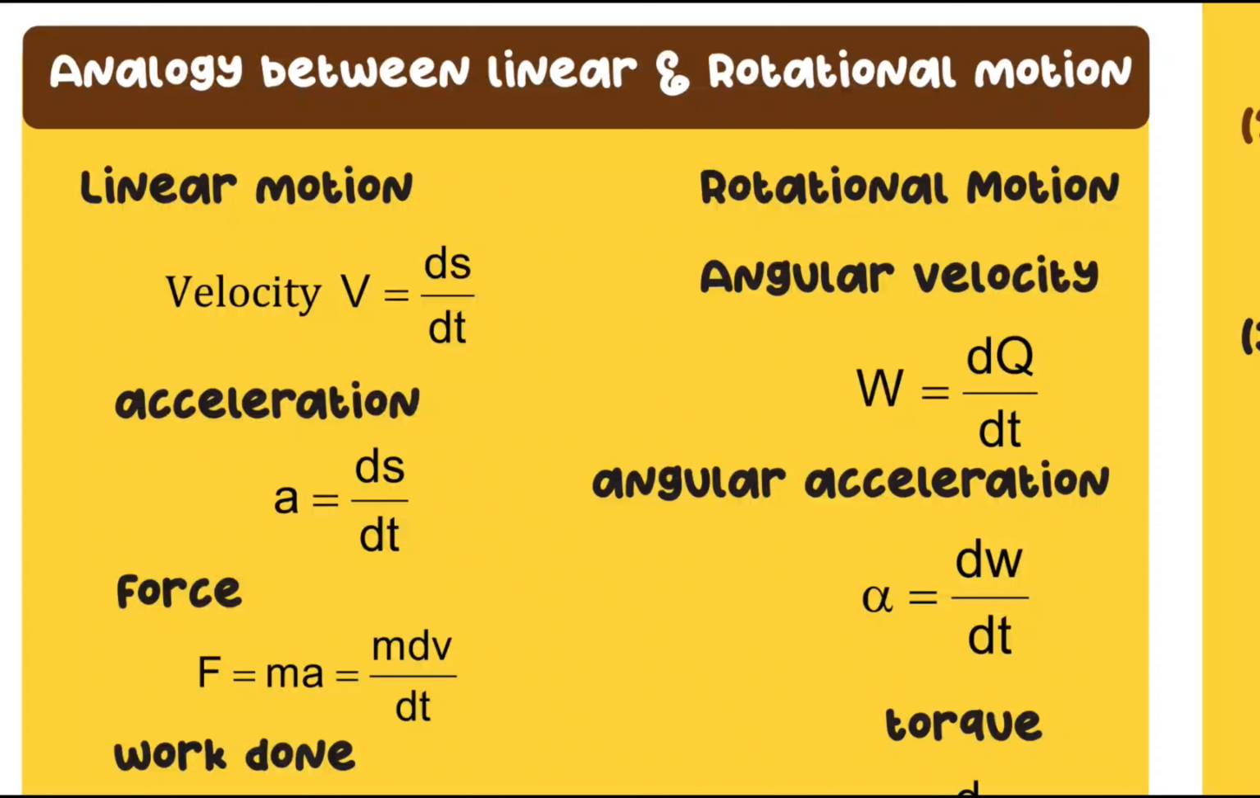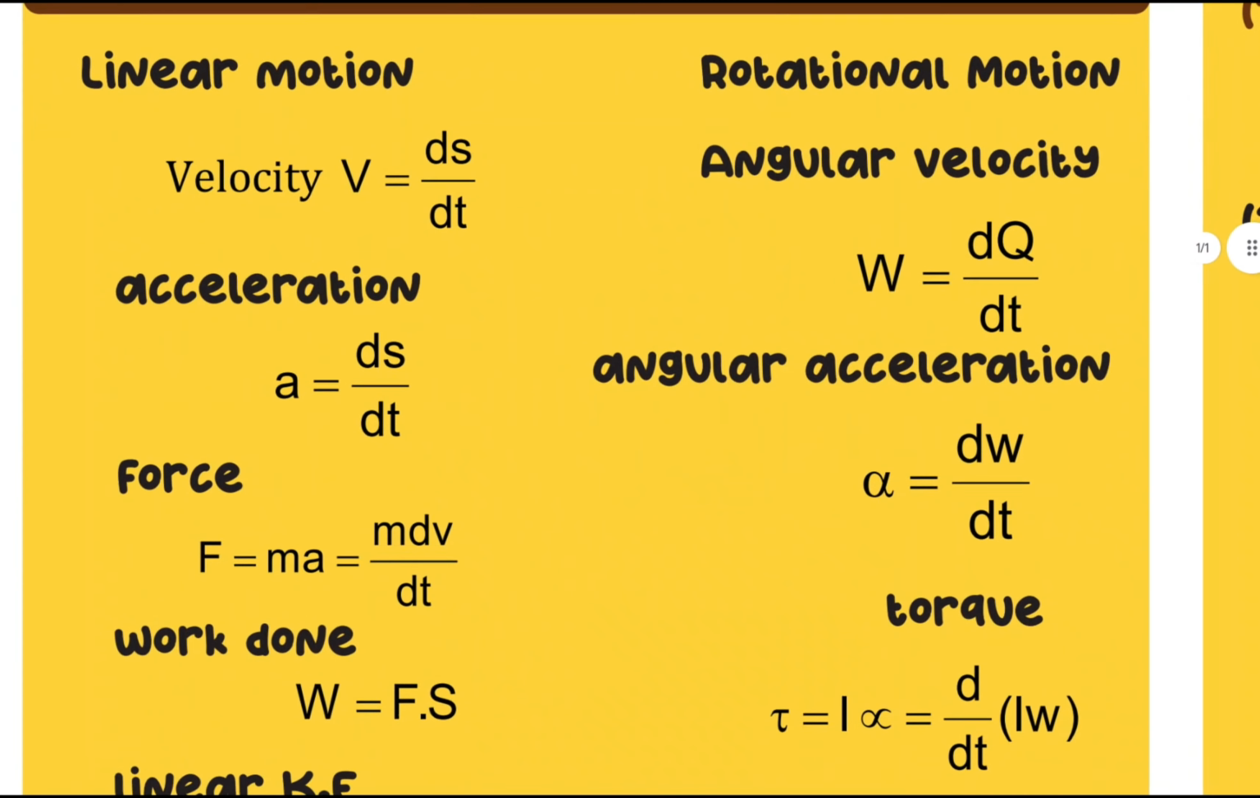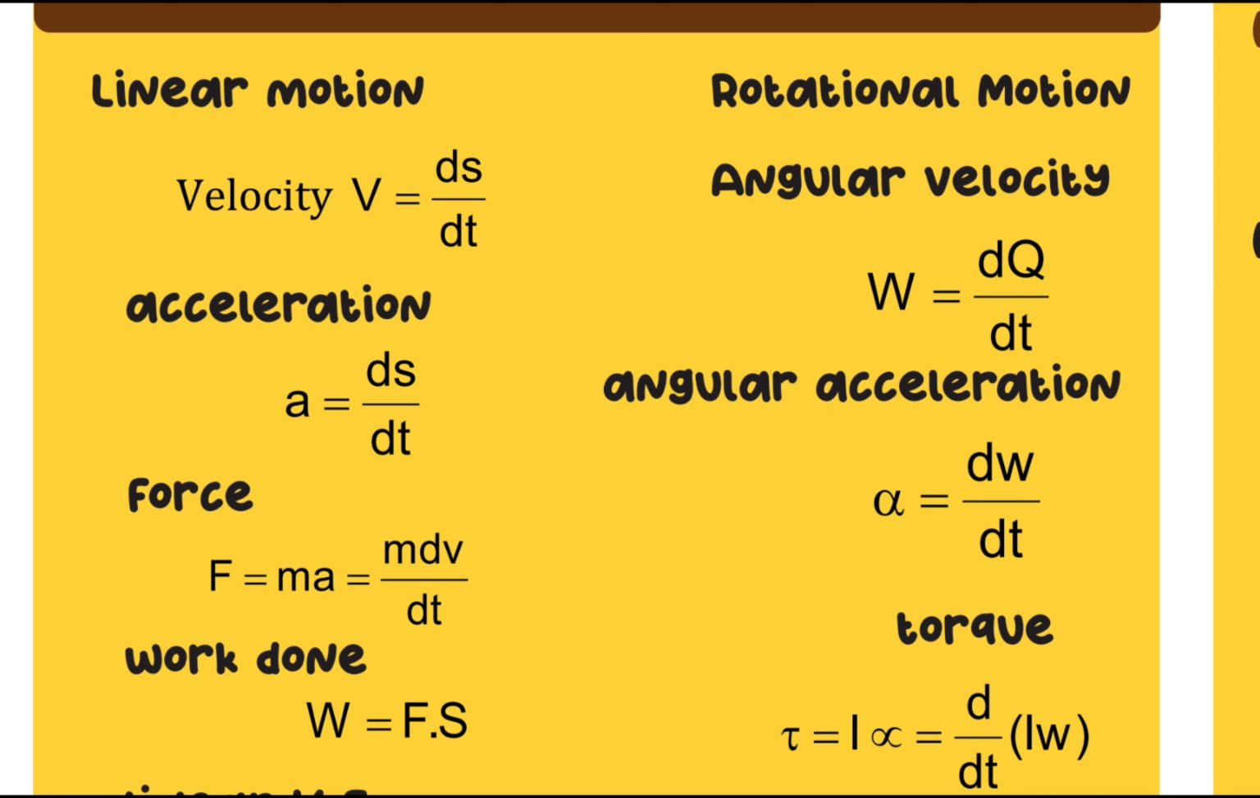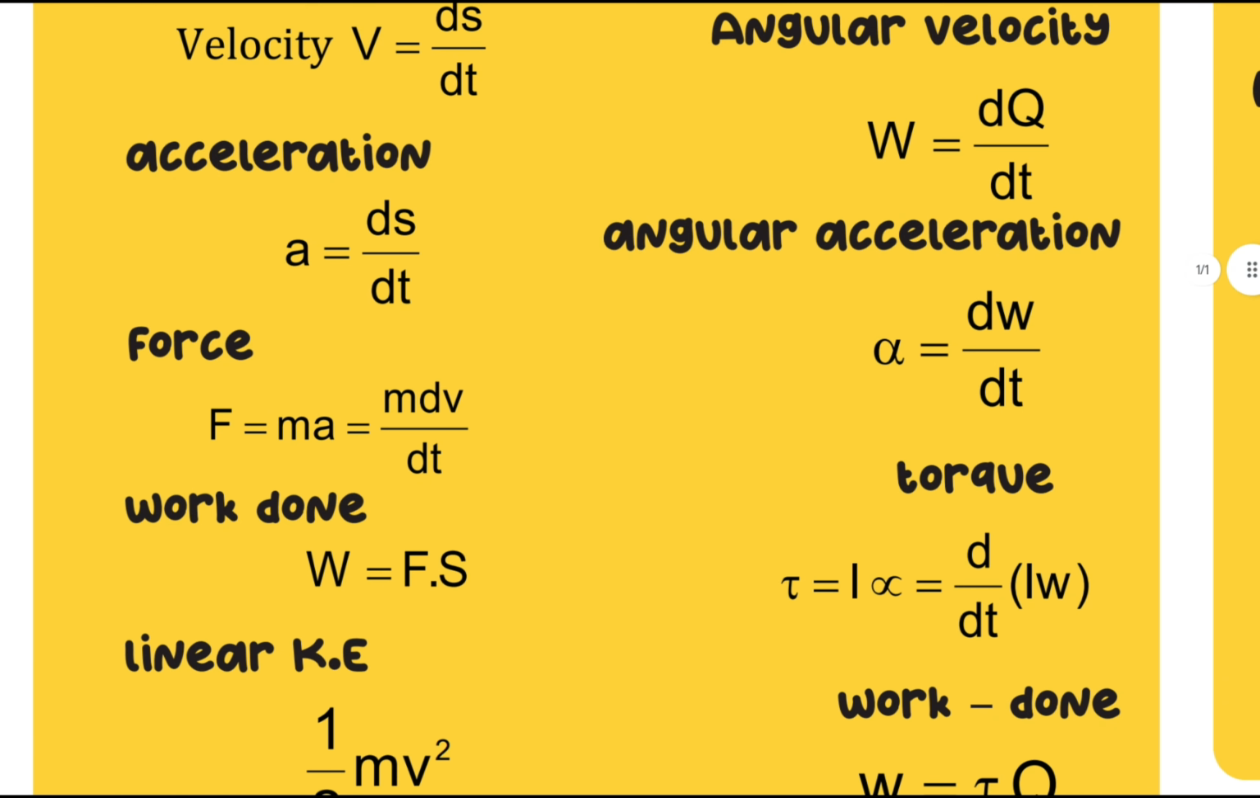Analogy between linear and rotational motion. Linear motion and rotational motion. Velocity equal to ds by dt; angular velocity omega equal to d theta by dt. Acceleration is equal to dv by dt; angular acceleration alpha equal to d omega by dt.